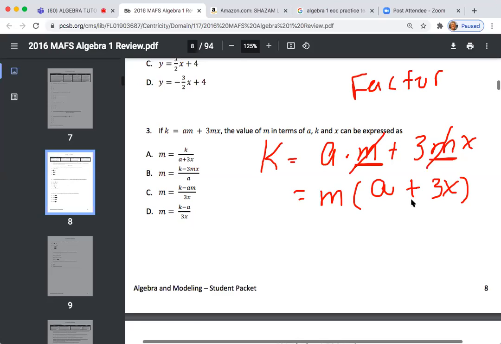So now, Brendan, let me see if you can finish this out. I want to get the m by itself. I want to isolate m. So look at the answer choices, Brendan. Which one do you think is going to be the correct answer, if I want to get the m by itself?